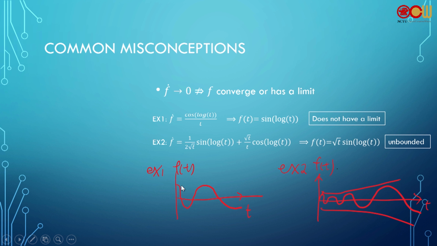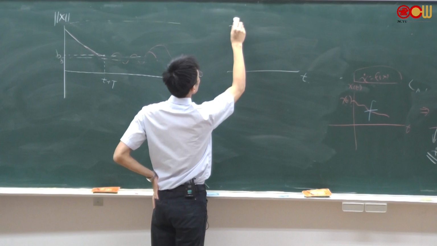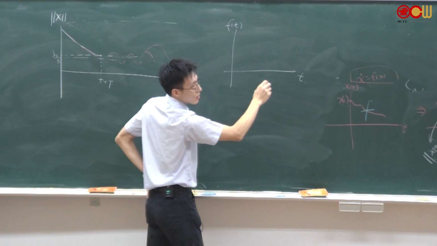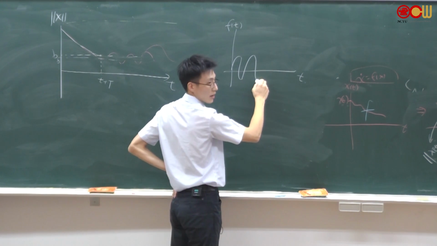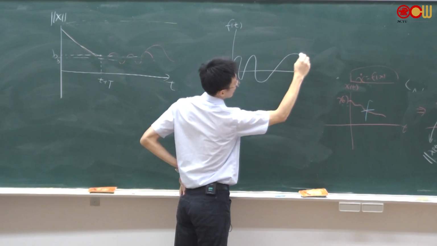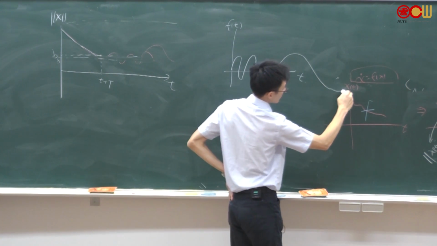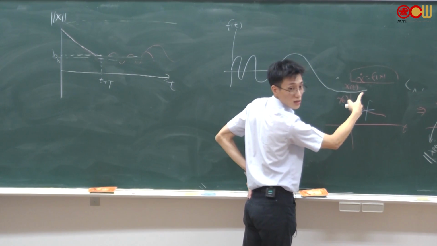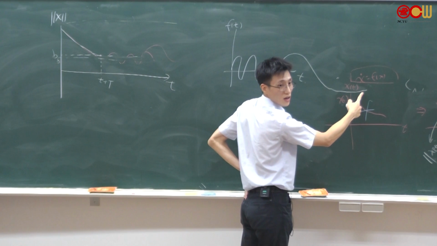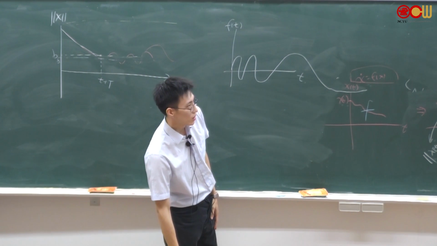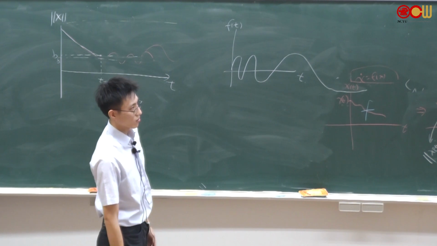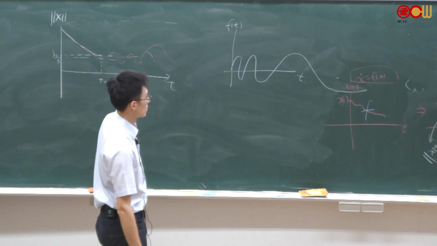So the first example, f(t) will look like this. Okay, initially the frequency of oscillation is higher, but eventually it slows down. It looks like it is approaching some limit, but it's not. You just reduce the frequency. The second one is similar because log t is in the sine function.